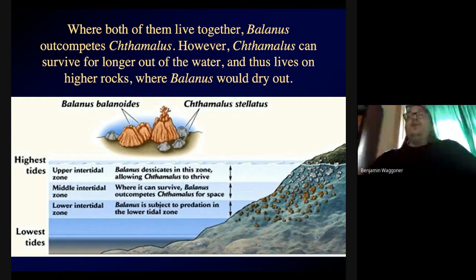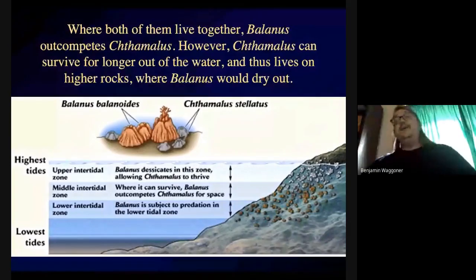Both of those species can live in all of those zones, in all of those rocks from the upper to the lower. Balanus outcompetes Cathamalus, but in the upper zone, Cathamalus can live and Balanus can't. So the idea is that Cathamalus's fundamental niche would be the upper and the middle zones. That's where it can live.